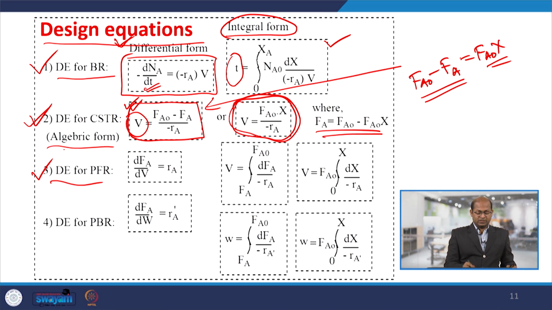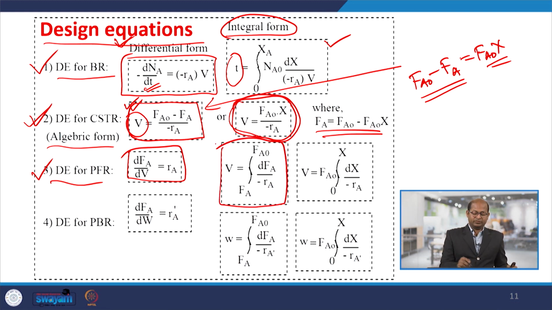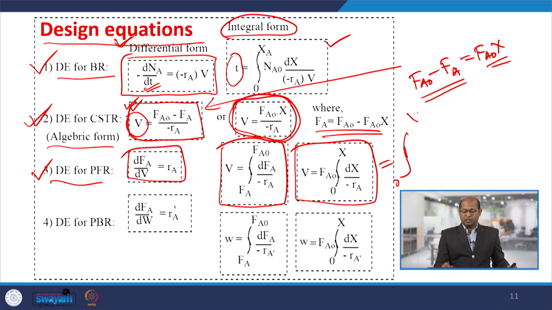Similarly, for plug flow reactors also it is dF_A by dV equals to r_A. If we integrate that, we get the form that we have derived, or we can express this in terms of conversions also. We can express the design equation this way: V equals to F_A0 integral 0 to x_A dx_A by minus r_A for plug flow reactor.